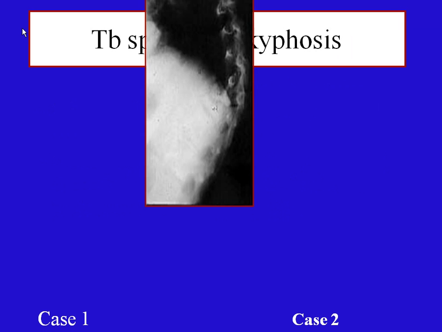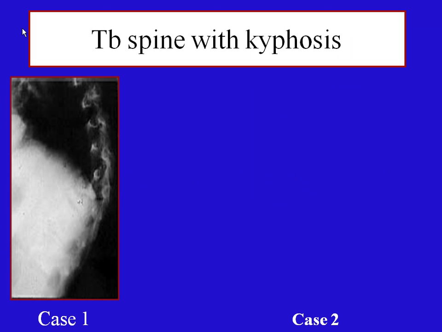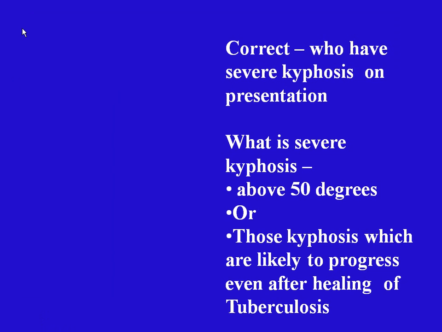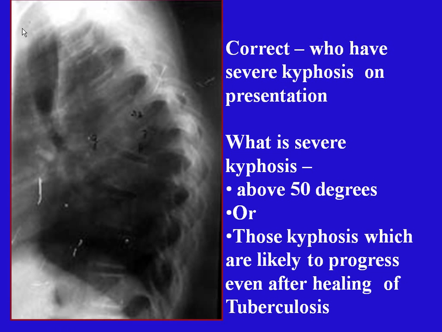Well, TB spine with kyphosis, some of them present with a smaller deformity. Treat them appropriately as per indication of surgery by non-operative method if there is no other indication of surgery. But those patients who have reported with fairly advanced deformity, we need to take them for correction of deformity. To correct those who have severe kyphosis at presentation. And what is severe kyphosis? Anyone above 50 degrees, or those kyphosis which are likely to progress even after healing of tuberculosis, which I will be talking about a few slides later.